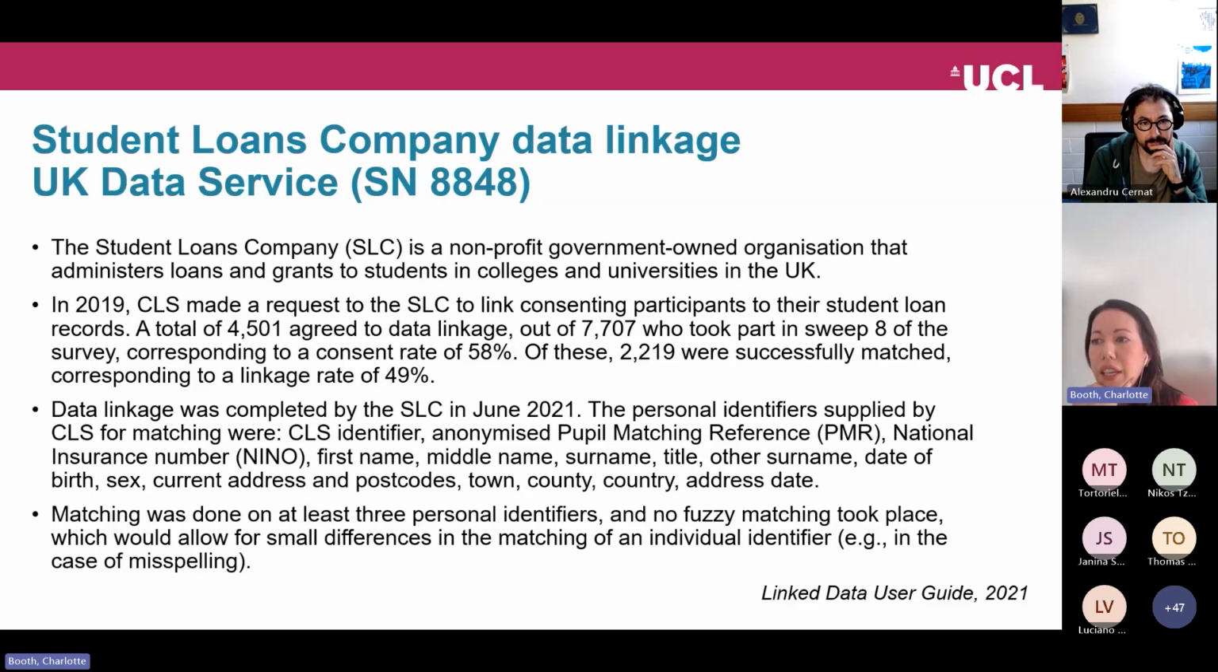So the data linkage for this was completed by the student loans company in June 2021. And CLS provided a number of personal identifiers to match on. So this was things like the pupil matching reference number, national insurance number, their name and address, and things like that. The matching was done on at least 3 personal identifiers, and no fuzzy matching took place, which would have allowed for small differences in things like names or misspellings. But that wasn't allowed. And yeah, I think I'll go to the next slide.